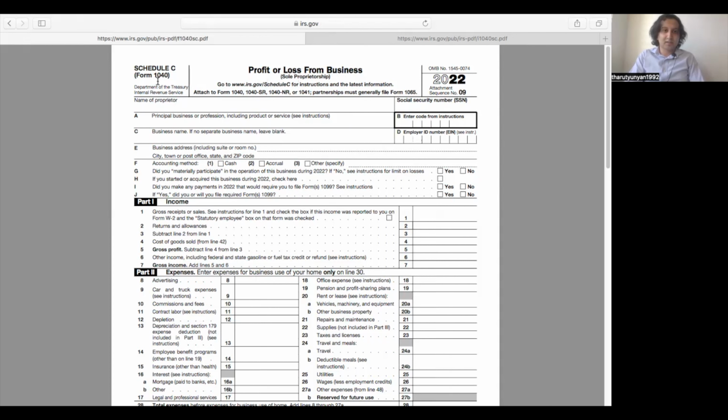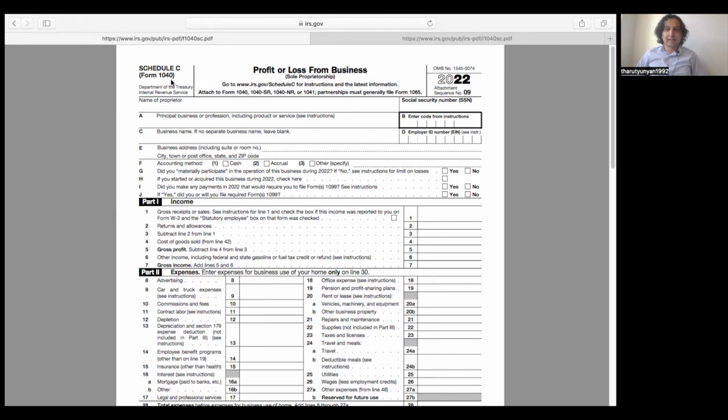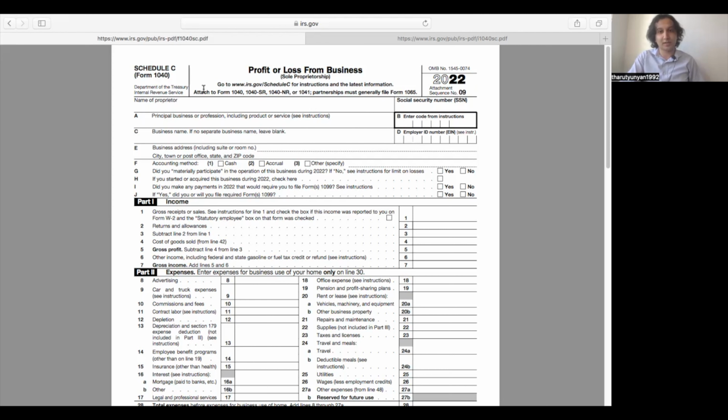Now, 1040, it's the main tax form, right? So this is the form where all your income is gathered together and taxes are paid, right? So you may have income from small business, you may have income from investment, you may have income from employment. So all together, you will combine them, and then you'll figure out your personal taxes, right? But in today's video, we're going to figure out how businesses will calculate their income and transfer the net income to the main 1040 form. So that's why it's a Schedule C Form 1040.